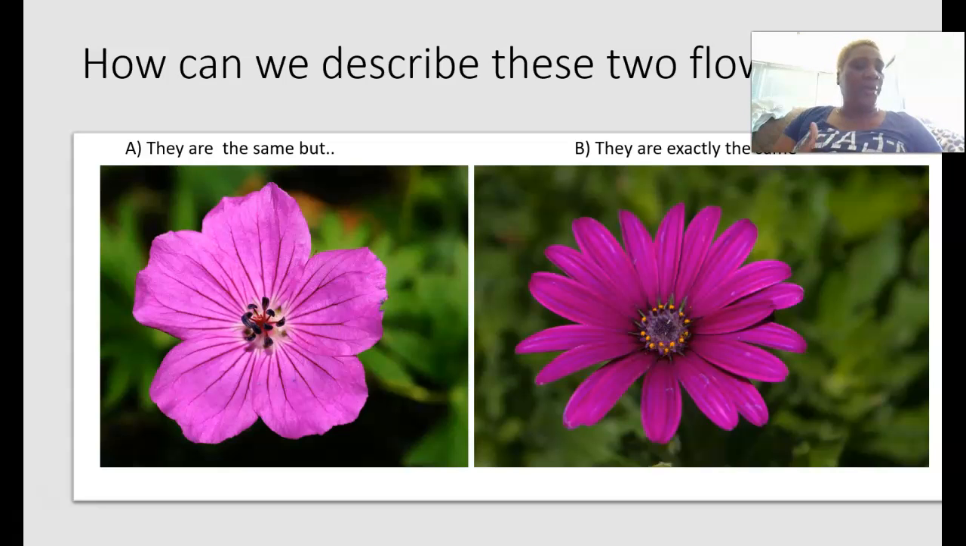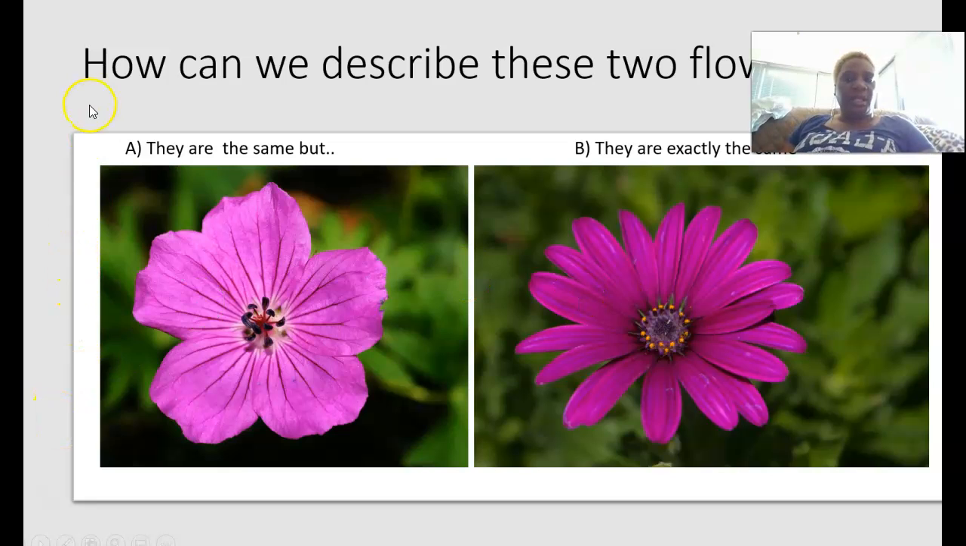Look at these two flowers and tell me, are they exactly the same or almost the same, but. So look at flower A. Flower A says they're the same, but, and flower B says they're exactly the same. So I want you to pick A, the same, but, or B, exactly the same. So you're going to go down and get a short little quiz and tell me your answer, and I'm going to give you some feedback to see if you are correct in identifying them as the same, but, or exactly the same.